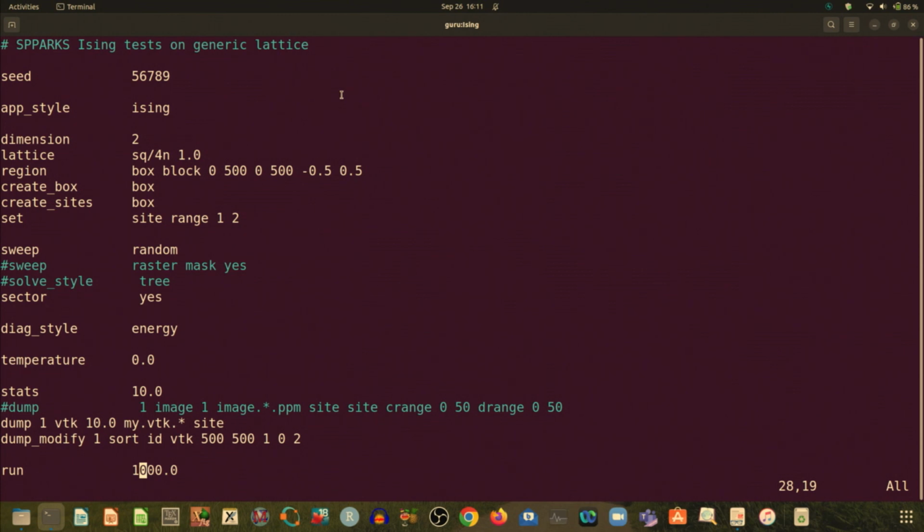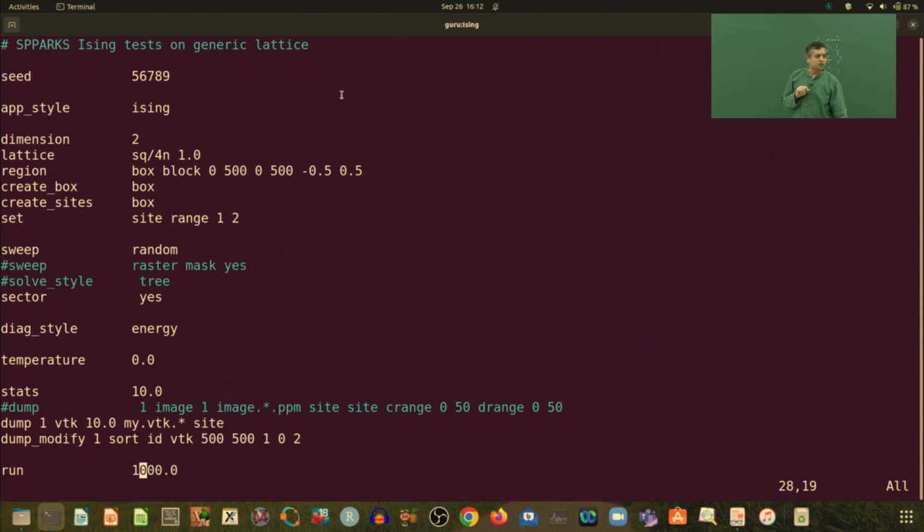It is a square lattice, that is what SQ means. Because it is a square lattice, it has only 4 neighbors in 2D, that is what 4n means, and 1 I think is the lattice distance, right. Okay. So, region, create box, create sites are common, like you have done in LAMMPS. So, we generate the lattice and we populate it, and set site range. What does that mean? The sites will be populated either by 1 or by 2. If it is Potts, it will depend on how many variants you have.